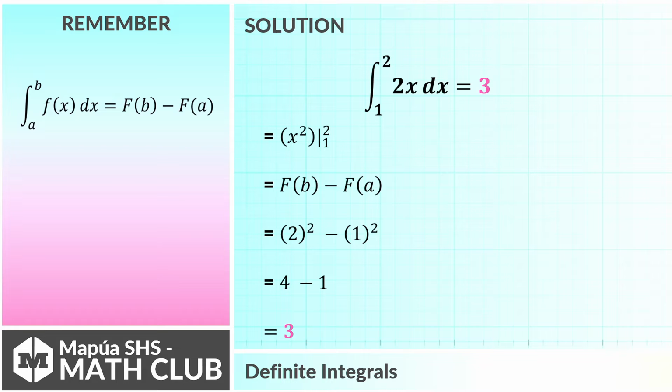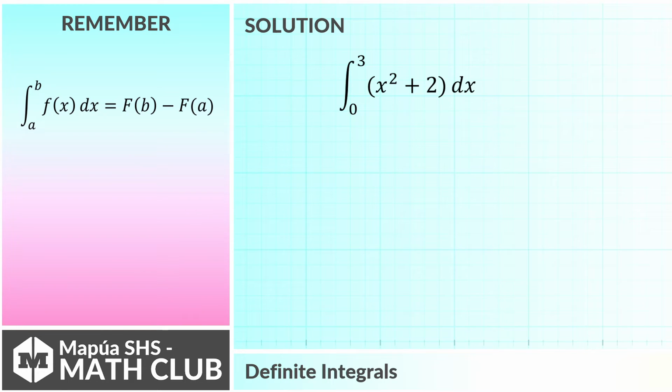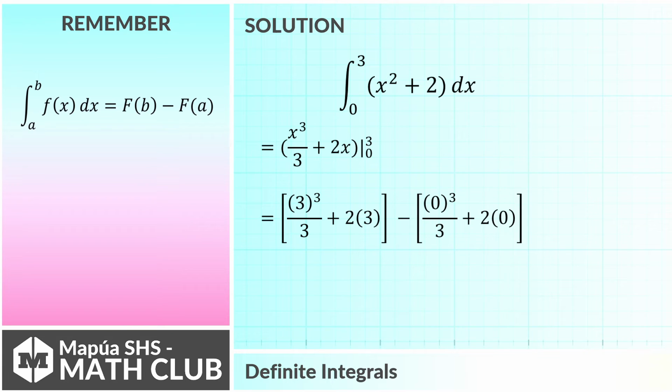Now let's try another problem. We are asked to evaluate the definite integral of x squared plus 2 dx from 0 to 3. Just follow the same steps we did earlier. Integrate the function first. We will have x cubed over 3 plus 2x with the limits 3 and 0. Then, substitute the limits to the integrated function and use the formula. Lastly, simplify. The answer to the given problem should be equal to 15.